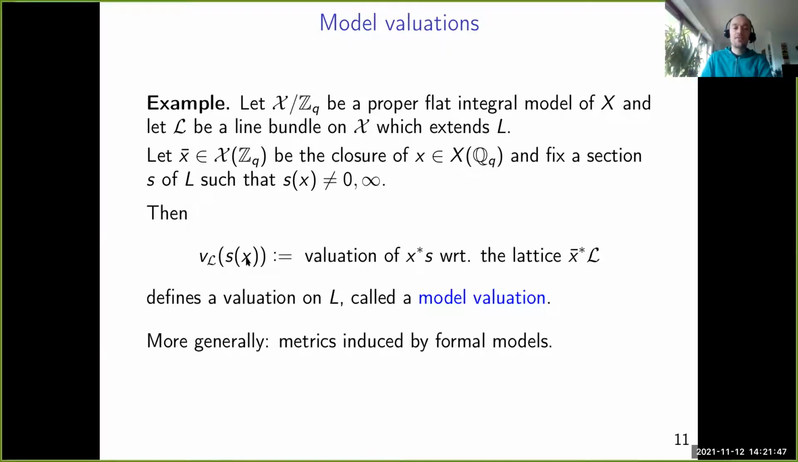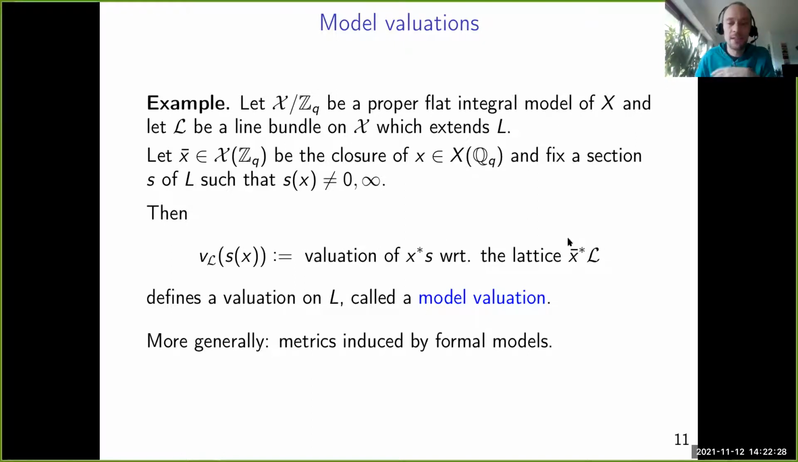The valuation of S of X, which lives in L star, where it's supposed to live, is going to be the valuation of the pullback of S by X with respect to this lattice, X bar upper star of L. This X bar upper star of L gives me a lattice in, well, normal X upper star of L. Then I could take the valuation of the pullback of this rational section with respect to this lattice. So this is taking place with respect to a projective rank 1 module over ZQ.